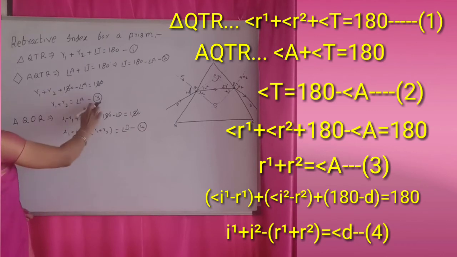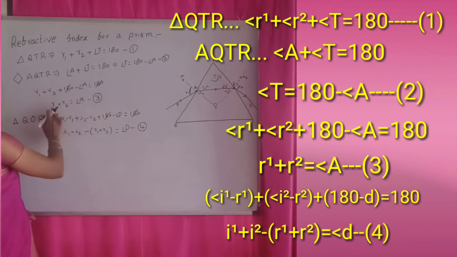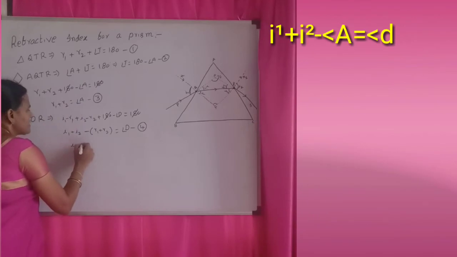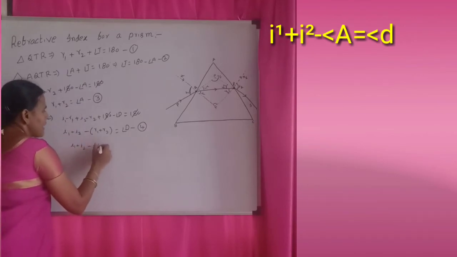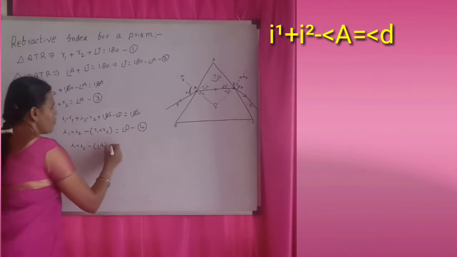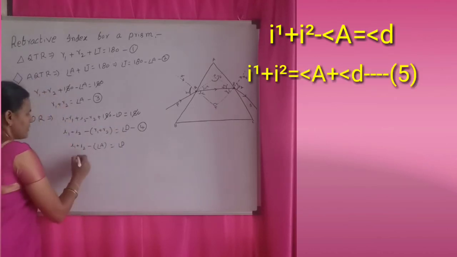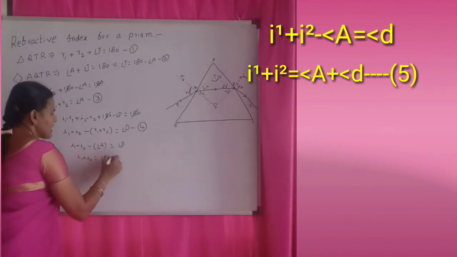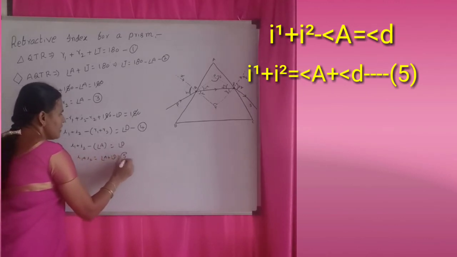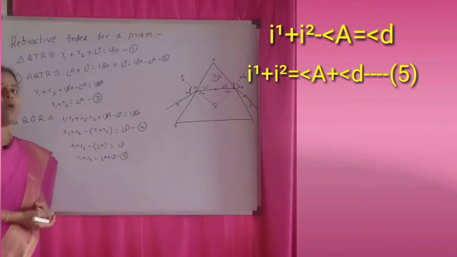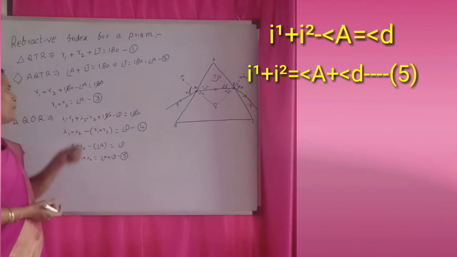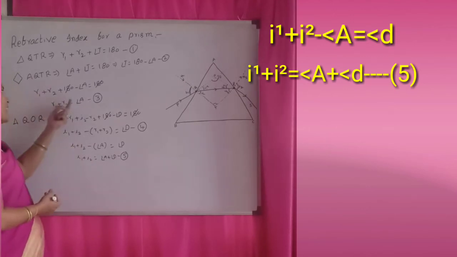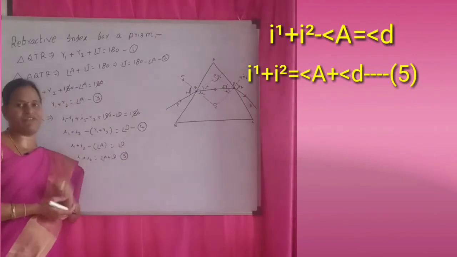But from the third equation, what you are observing, R1 plus R2 is equal to angle A. So I1 plus I2 minus, in the bracket I am substituting the third equation in the fourth, we will get the angle D. So what happens, I1 plus I2 is equal to angle A plus angle D. So this is the fifth equation. So now I got the sum of two incident ray values and the sum of two refracted ray values in the third equation and in the fifth equation.